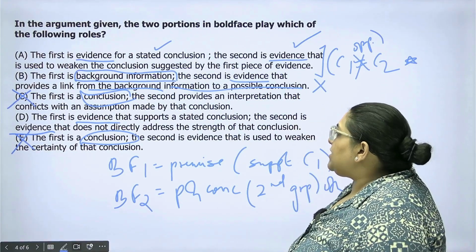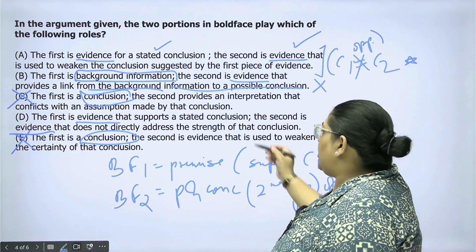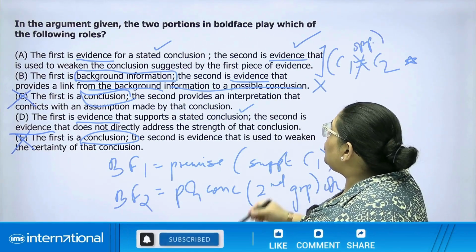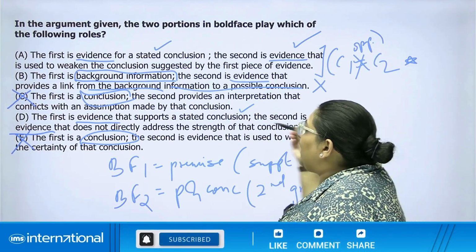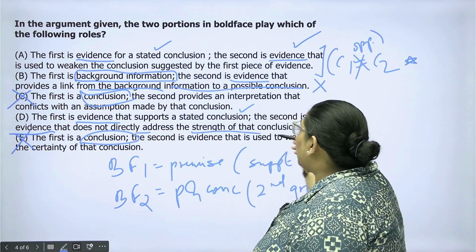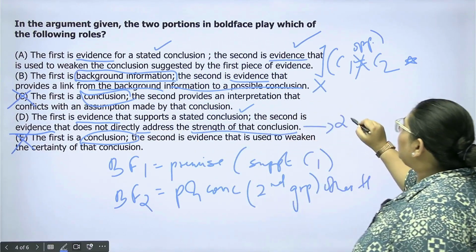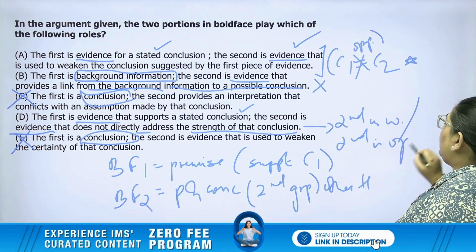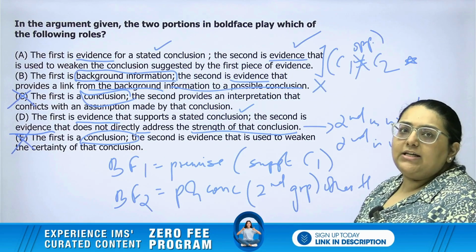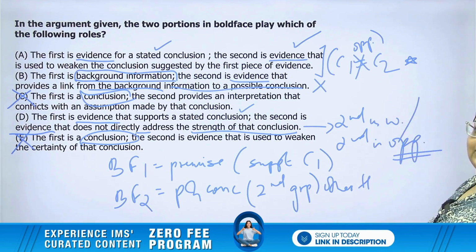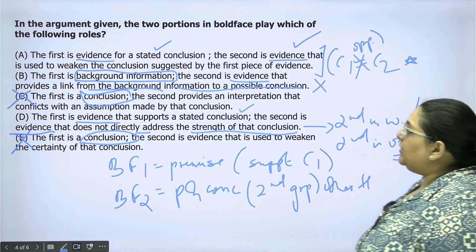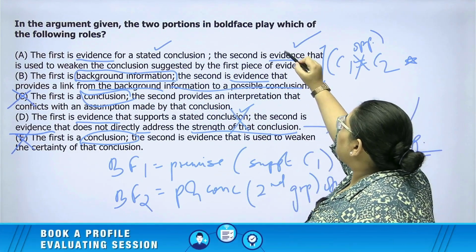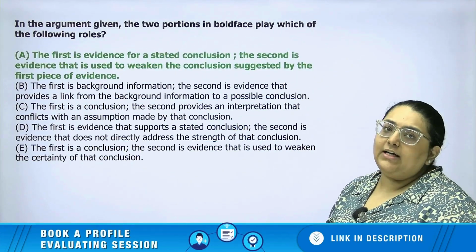D says the first is evidence that supports a stated conclusion. Looks correct. The second is evidence that does not directly address the strength of that conclusion. Means the second is not directly strengthening the conclusion, but this doesn't mean that the second is weakening or opposite to the first. So this opposite relation is very important and it has to be expressed within our option, which is not clear in the D option. So we can safely say that A is our correct choice.